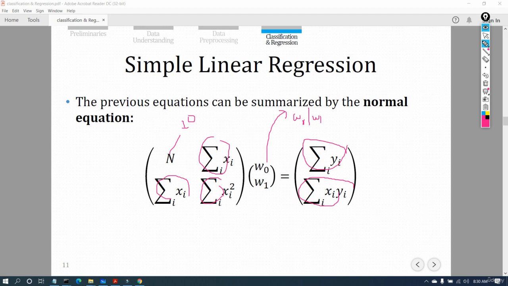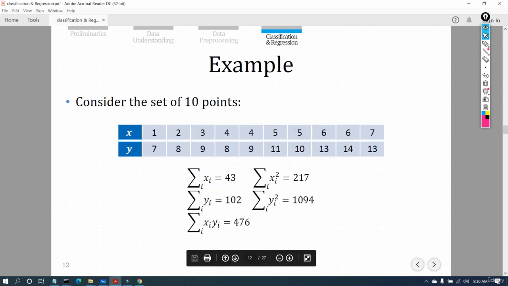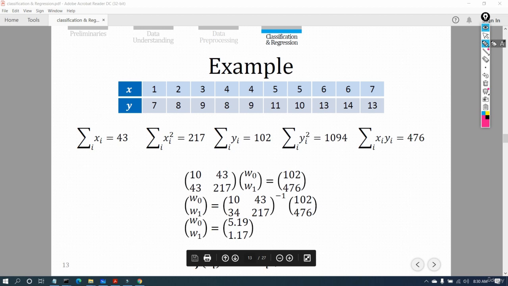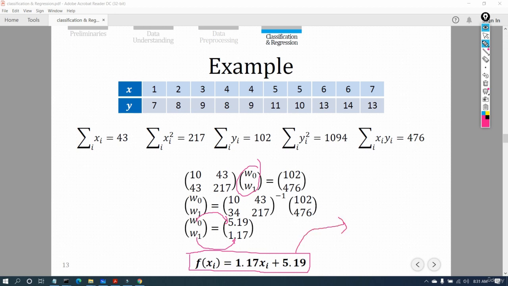And after you find this omega naught and omega 1, they are nothing but y equals omega naught plus omega 1x. So let's say you compute some value for omega naught and omega 1, then you get the straight line equation, which will be our linear model. Now let's do it over here. You compute everything, you put that equation over here, and you find the value of omega naught and omega 1. So you found omega naught value is 5.19, omega 1 value is 1.19. Now our equation will become this.